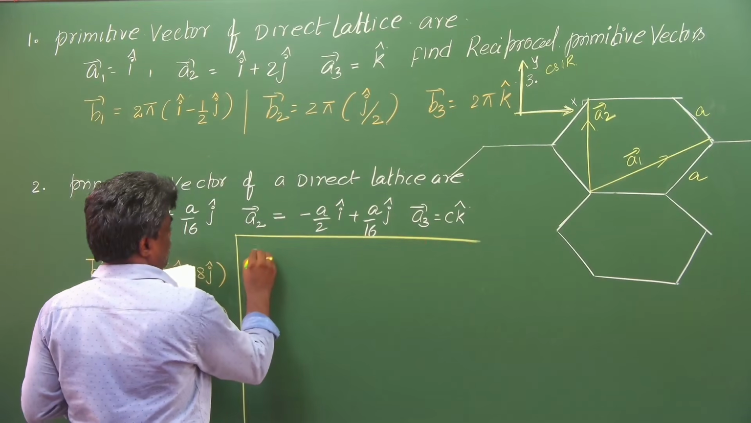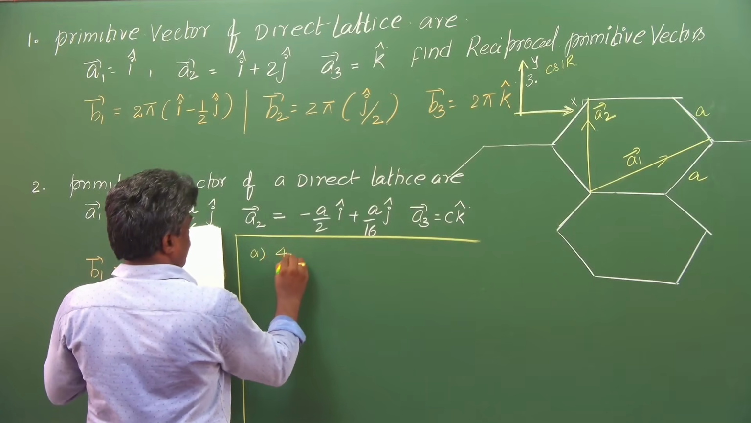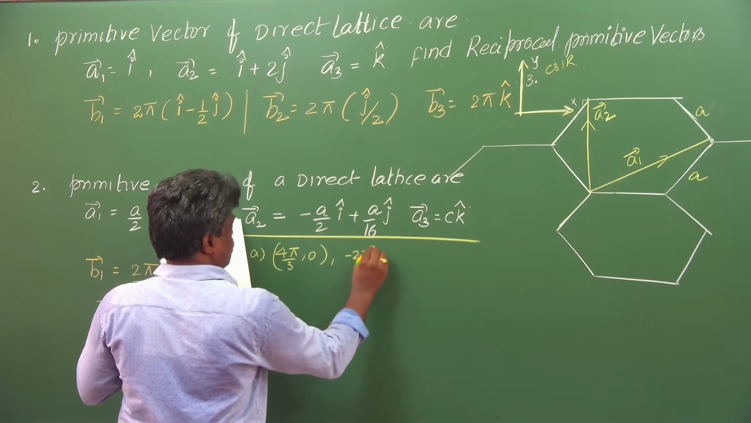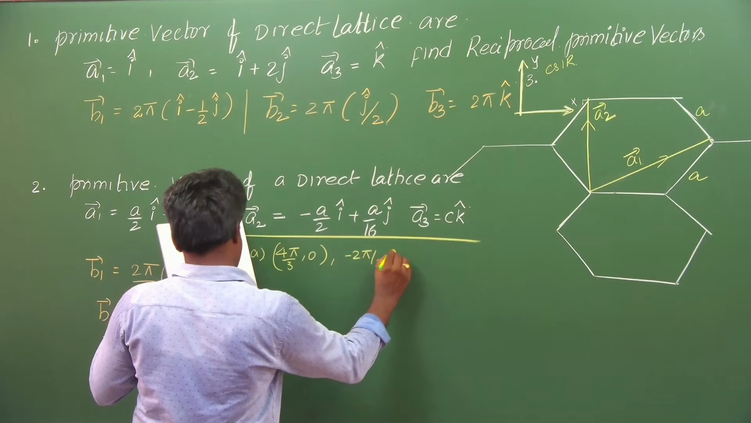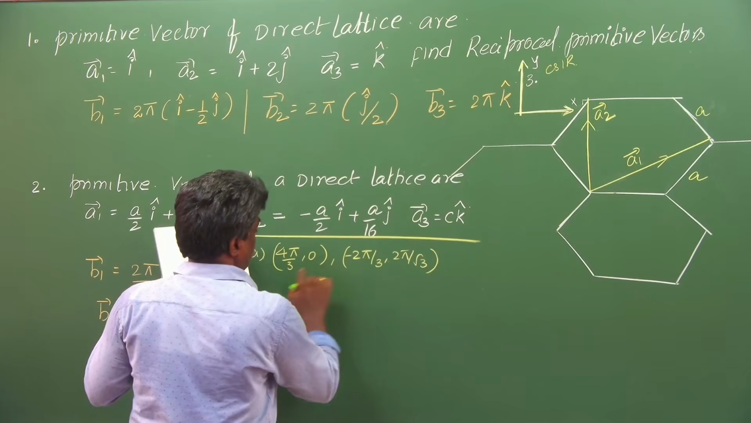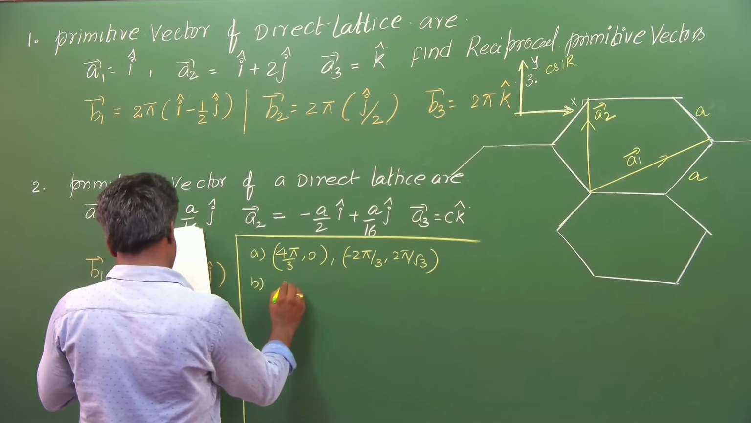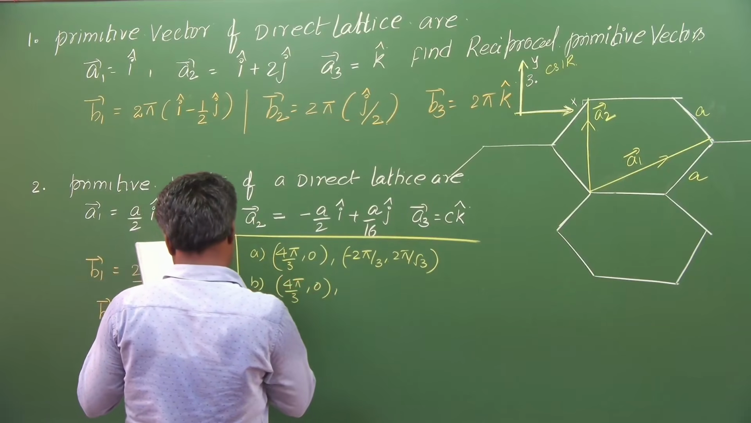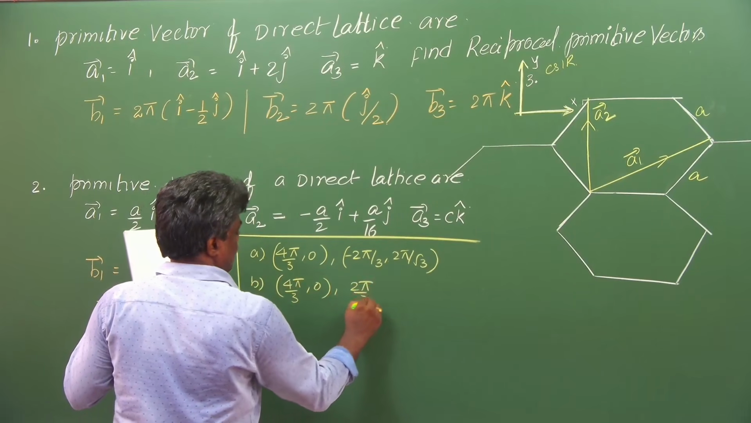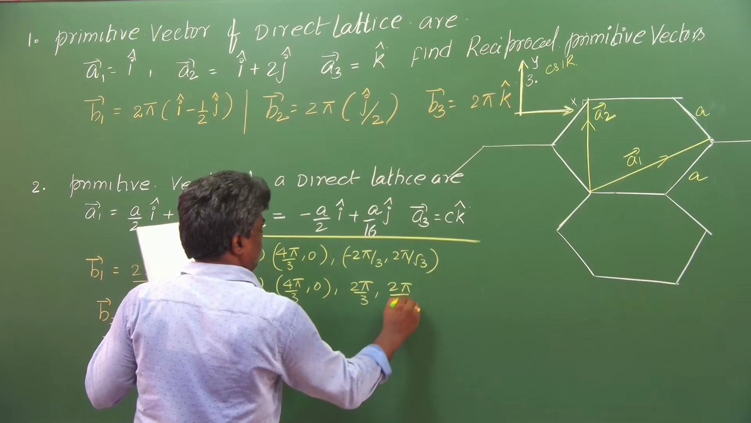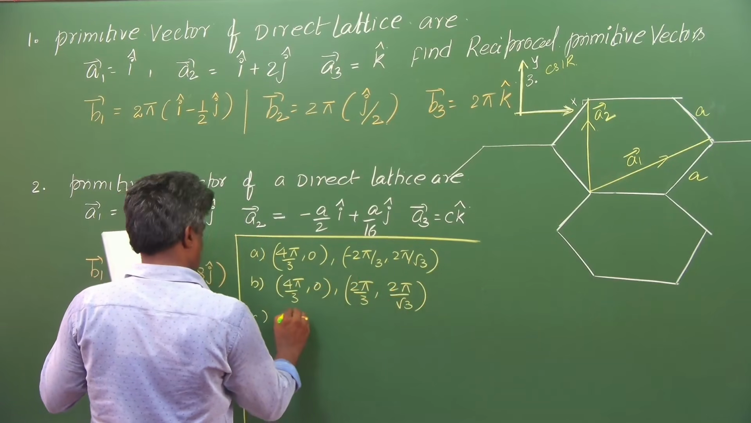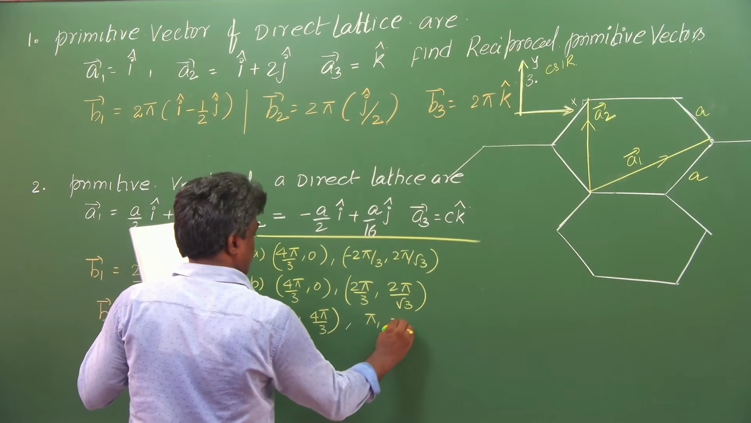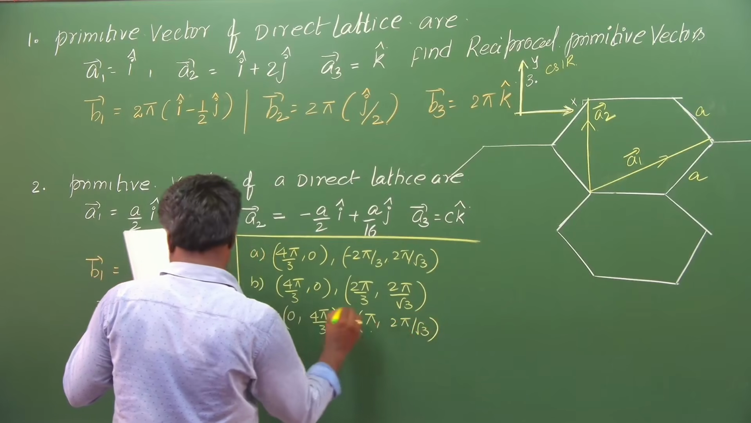I am giving the options here. Option A, 4 pi by 3 comma 0, minus 2 pi by 3 comma 2 pi by root 3, meaning B1 bar and B2 bar like that. Option B, 4 pi by 3 comma 0, next 2 pi by 3 comma 2 pi by root 3. Option C, 0 comma 4 pi by 3, pi comma 2 pi by root 3.